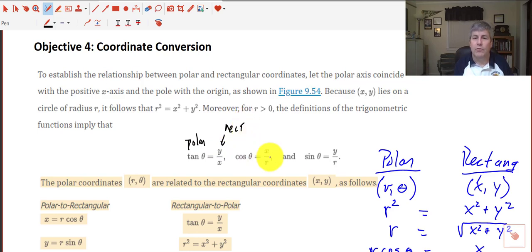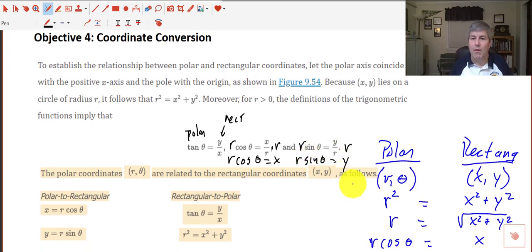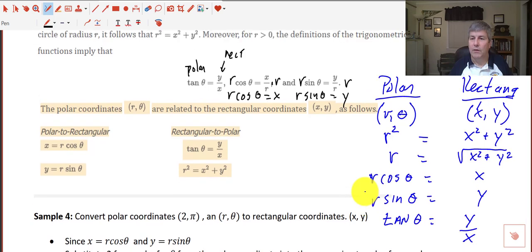Cosine of theta is equal to x over r. If we multiply both sides by r, we get r cosine of theta is equal to x. So the polar equivalent of the rectangular x is r cosine of theta. And we can do the same thing with sine, multiplying both sides by r. We get r sine of theta equals y, and the polar equivalent of our rectangular y is r sine of theta.